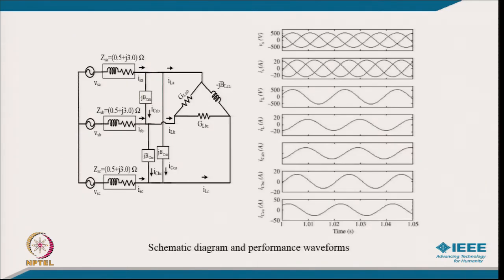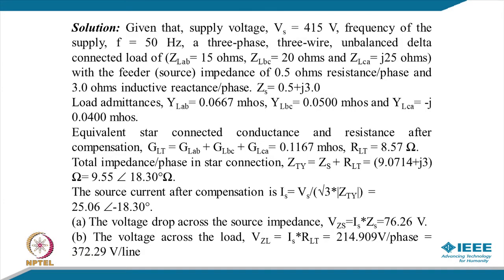So, this is typically the circuit configuration: we have a source impedance which is equal for all three phases in series, and we have an unbalanced load with two conductances and one susceptance, and then we have a compensator element across all these delta connected loads. After proper design and getting the values, these waveforms are plotted and you can clearly see that the power factor is corrected to unity after the compensation.